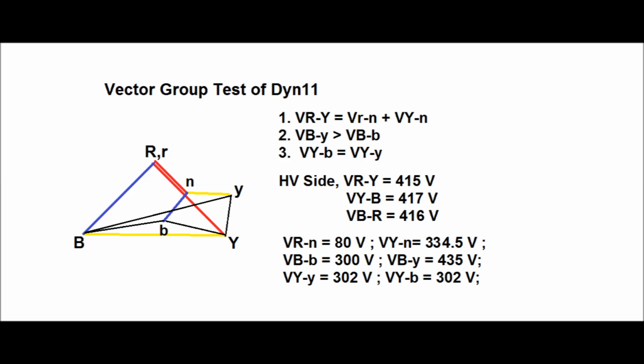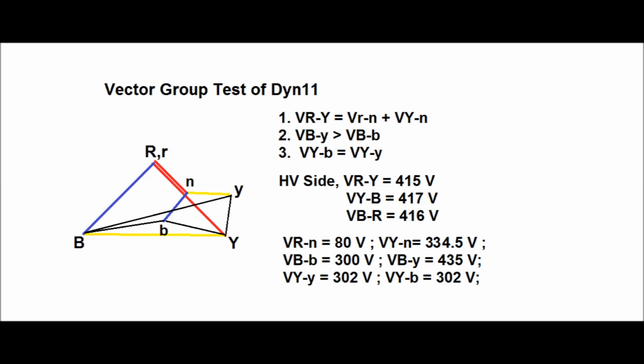Now by means of a multimeter, different voltages are measured to check whether the aforesaid conditions are met or not. So first, the voltage between HB side red and LB side neutral is measured, that is BRN, which comes as 80 volt, and the voltage between HB side yellow and LB side neutral is measured, which comes as 334.5 volt. The next measurement is the voltage between HB side blue phase and LB side blue phase, that is BBb, which comes as 300 volt, and the voltage between HB side blue phase and LB side yellow phase, which comes as 435 volt.